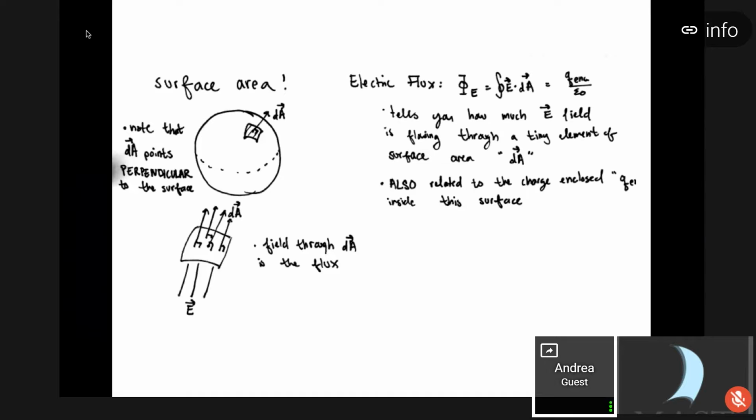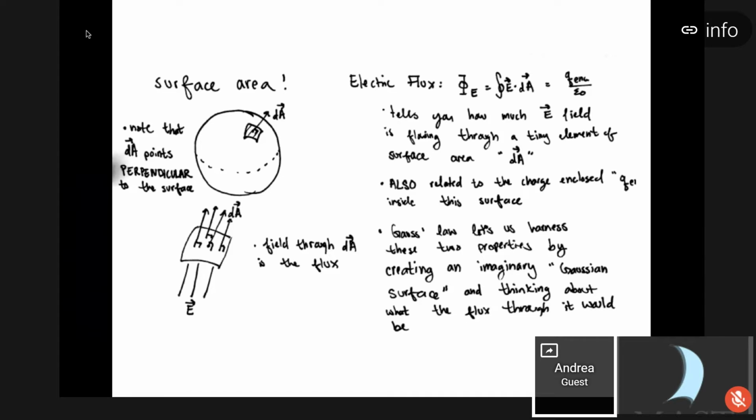The amount of field flowing through a surface should be related to the amount of field-producing stuff or charge inside of the surface. What Gauss's law does is it takes these two concepts and uses the fact that they're equal to help us have a more intuitive way of calculating electric fields. Basically, instead of just calculating the potentially complicated electric field from a confusing charge distribution, we join it in with this almost crutch of a surface area by making an imaginary Gaussian surface, one that we know how to find the surface area of, and thinking about what the flux through it would be.